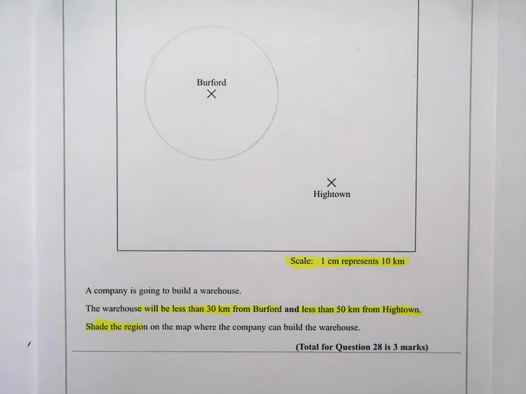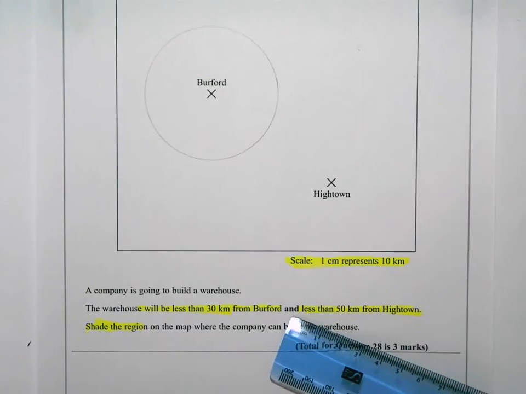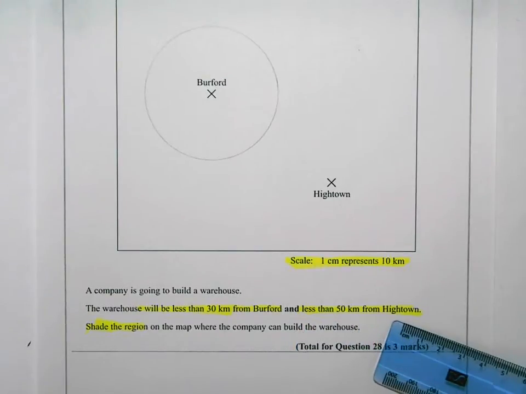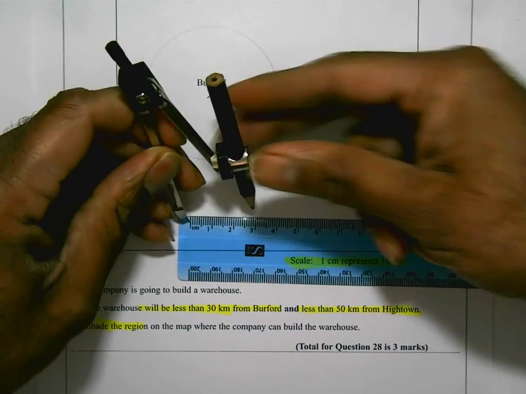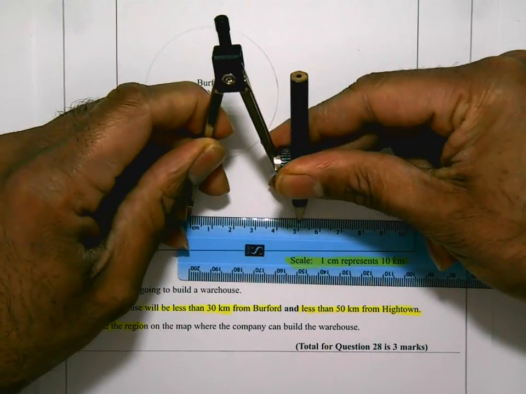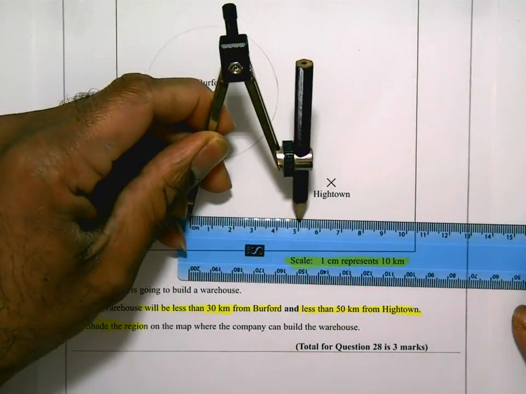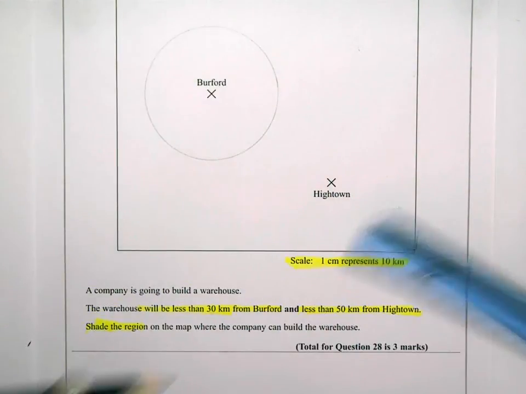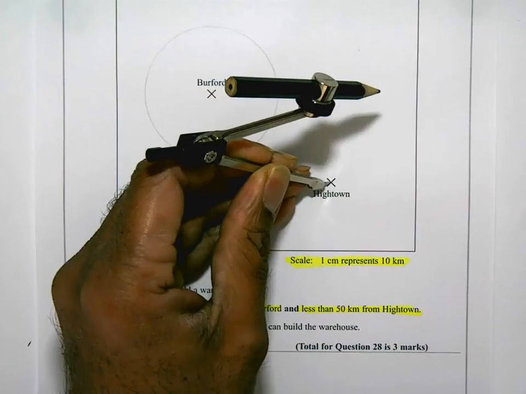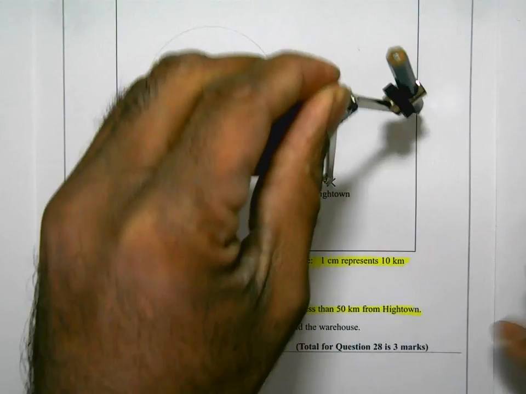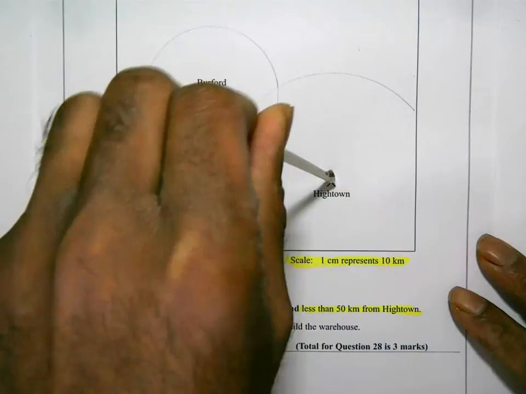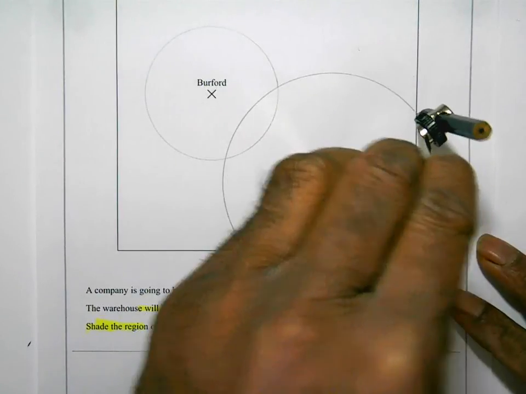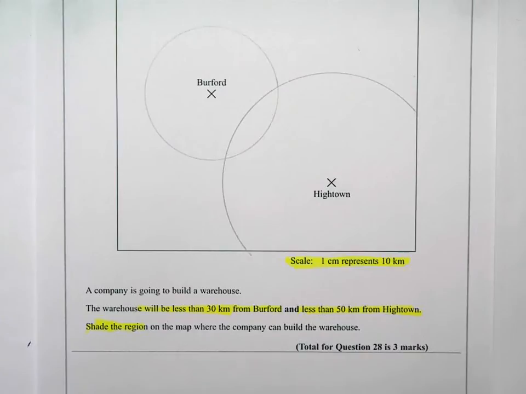Now, what about Hightown? Well, it says that it needs to be less than 50 kilometers from Hightown. So that means that going back to my ruler and compass, I need to measure 5 centimeters here. Okay, so I've done that, spot on, 5 centimeters. And now I need to do exactly the same and draw a circle around Hightown to show everywhere inside of which they can have their warehouse. And here it is. So everywhere inside of this large circle is less than 50 kilometers from Hightown.